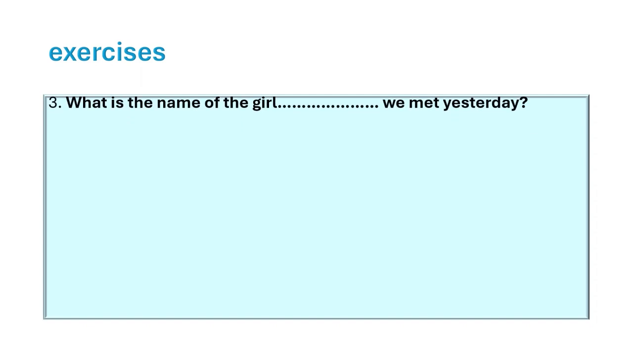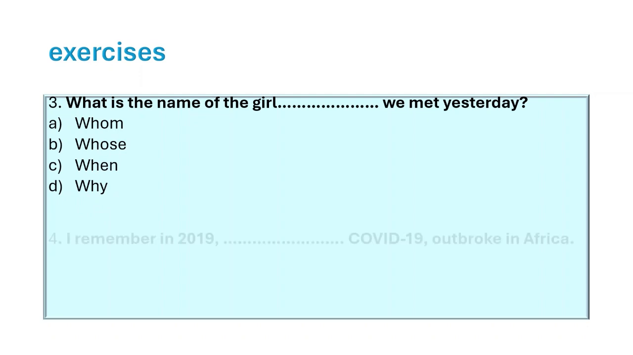Number 3, the third question. What is the name of the girl dash we met yesterday? A. Who, whom. B. Whose. C. When. D. Why? What is the answer? Write in the comment.